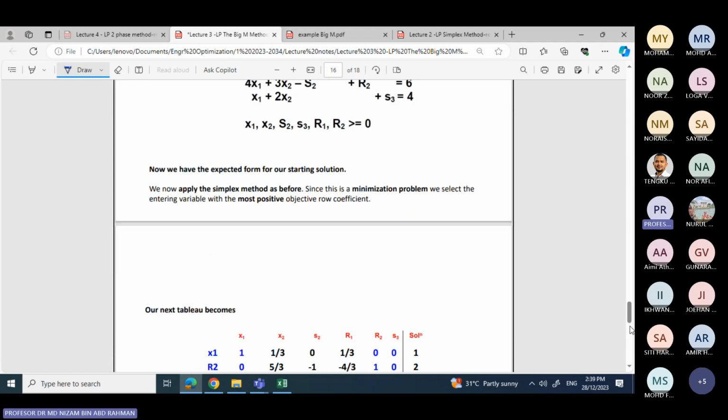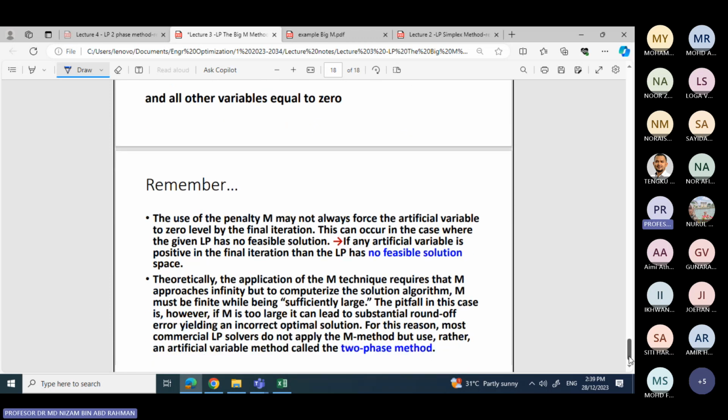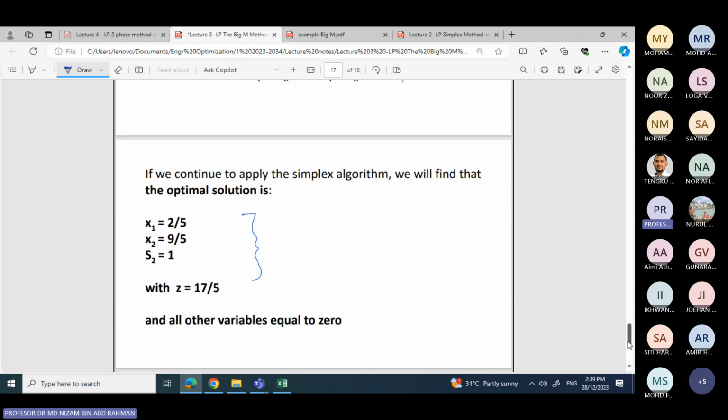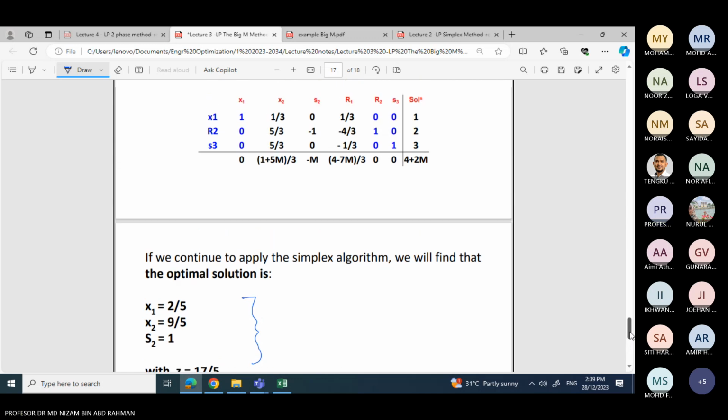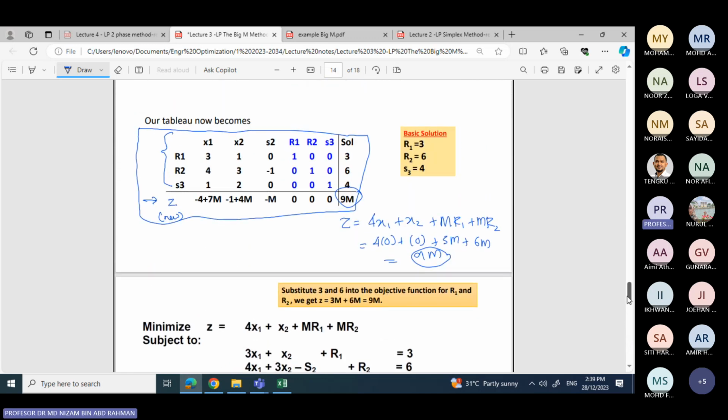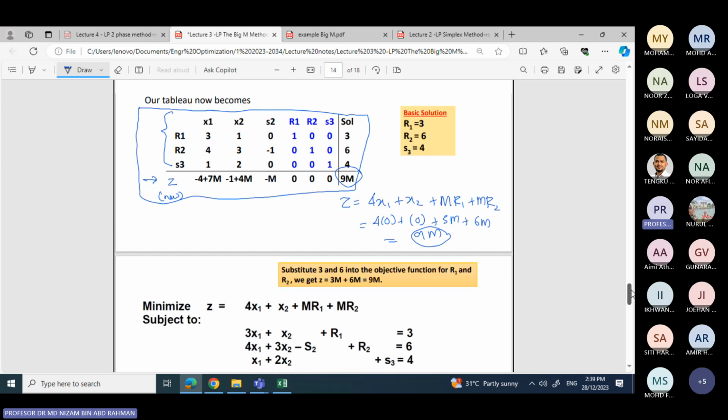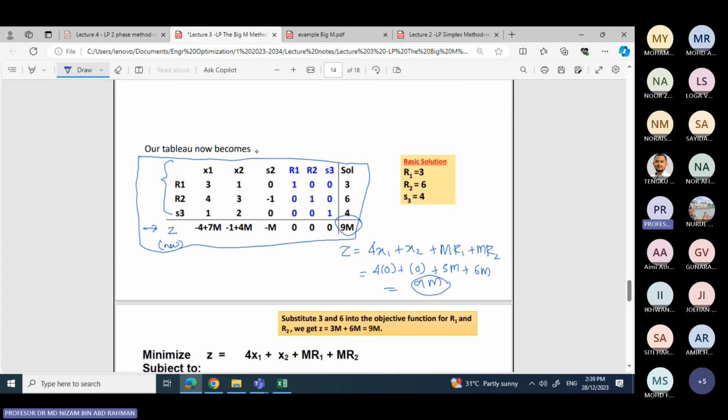Okay, so what I want everybody to do. This is our initial tableau, right? And what I want you to do is solve this. Attempt to solve it now.